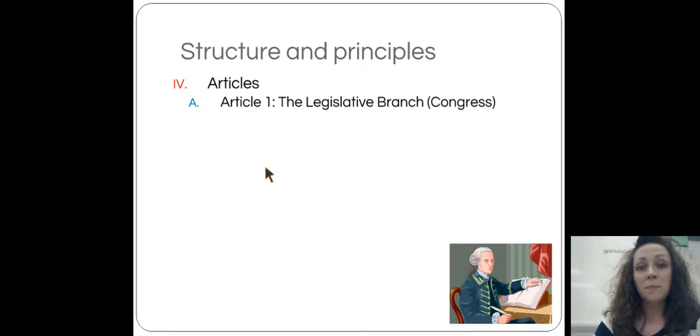Congress is made up of the House of Representatives and the Senate, and their main job is to make laws. If you need to pause me and rewind me and write that down, then please do it. Please remember that.